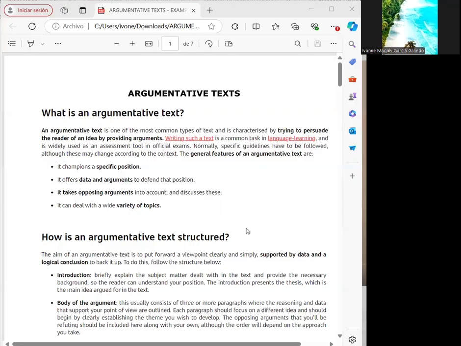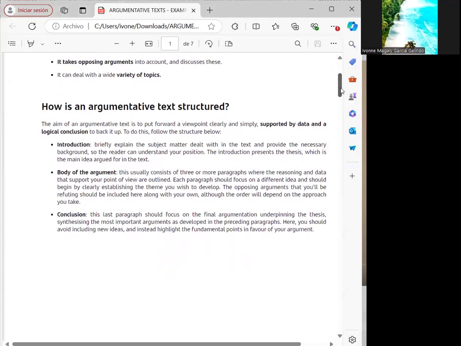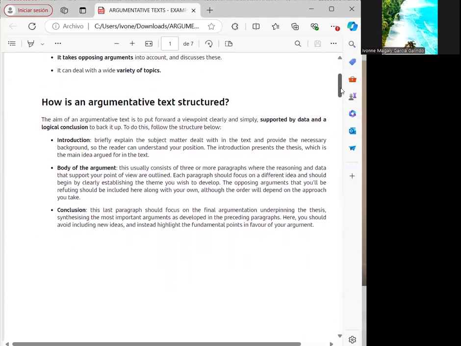How is an argumentative test structured? And here is very important. This is very important too because with this information, you find that you can build your tests with, let's say, one or two arguments per paragraph. With a four-paragraph test, you can bring a good argumentative test. You can submit a piece of art.